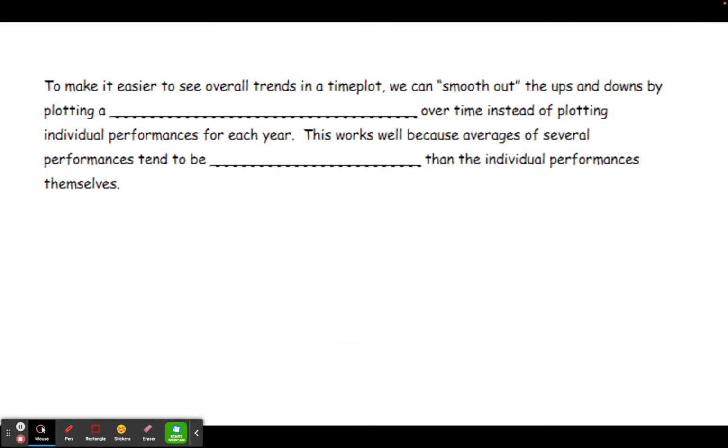Now, the last thing we're going to do is talk about how we can better look at overall trends in a time plot. Because remember, we said really we don't care about the individual ups and downs so much as we do the overall trend. And so we can smooth out the overall ups and downs by plotting what's called a moving average over time instead of plotting individual performances for each year. This works really well because averages of several performances tend to be less variable than the individual performances themselves.